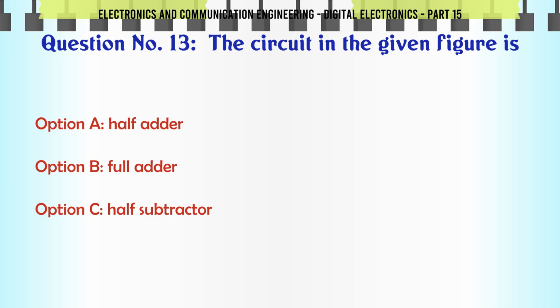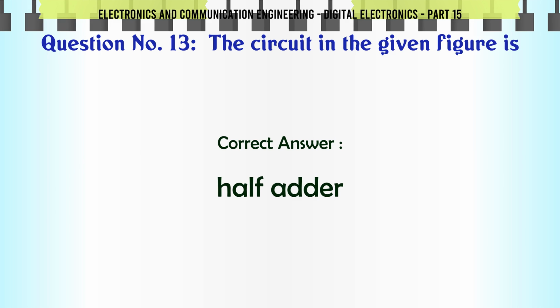The circuit in the given figure is: A. Half adder. B. Full adder. C. Half subtractor. D. Full subtractor. The correct answer is half adder.